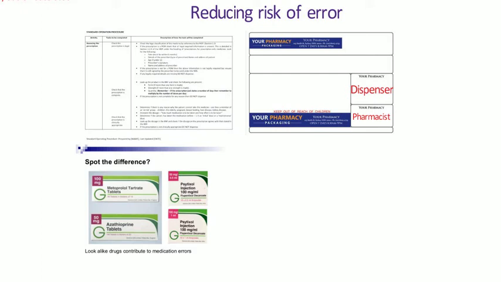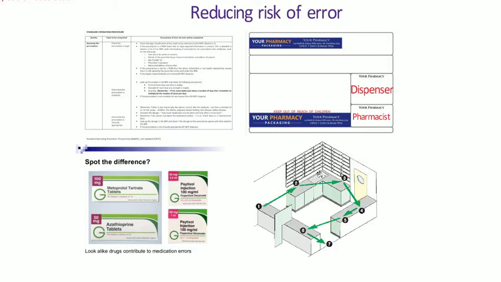Another way to reduce risk of errors is by maintaining a medication error log. And what you would do is you monitor near misses. So if you can see that there are frequent near misses with a particular drug or drugs, then that will allow you to identify where there's specific issues, and you can start to look at addressing those issues.